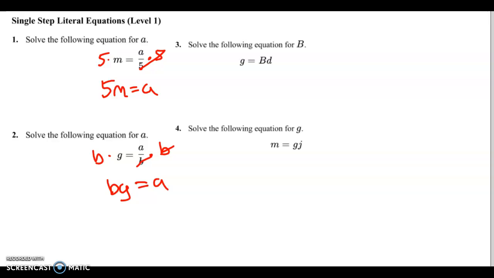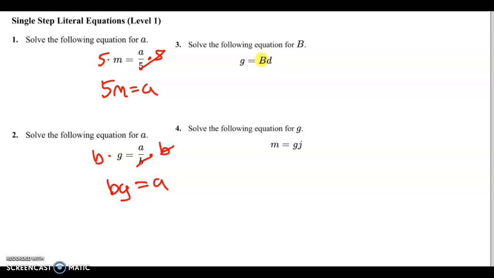Alright, so on these examples, it says to solve the equation for b on number 3. So b, and make sure you pay close attention to whether the variable is capitalized or lowercase, because that's very important. So if it's whatever it is, keep it that way. Alright, so now we're trying to solve for b, and b is being multiplied times d. That's why you have bd there. So you do the opposite of multiplication, which is division.